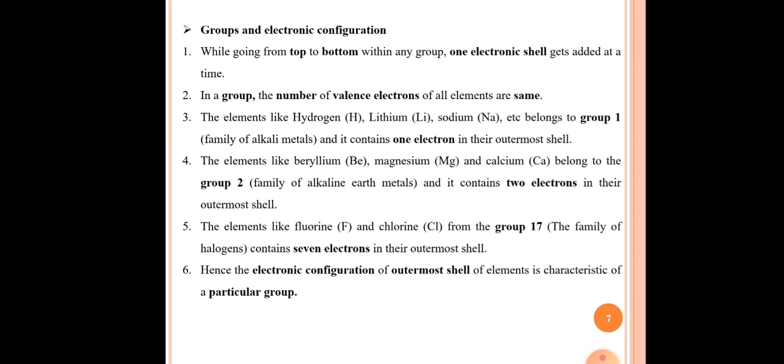So the sixth point here is, hence the electronic configuration of the outermost shell of the elements is the characteristic of a particular group. So the sixth point explains that the electronic configuration of the element decides the characteristic of a particular group. That means whatever elements are present in the particular group completely depend on the electronic configuration of that element.